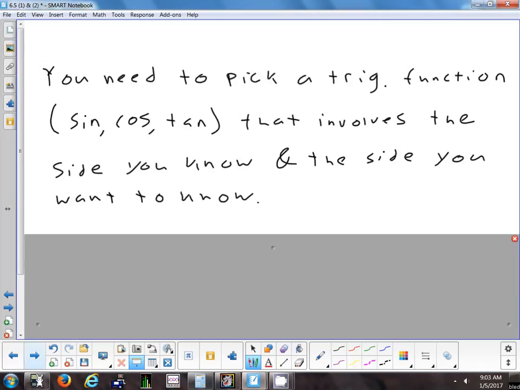So the general idea is that there's a side you want to know, there's a side you already know, and you have to figure out the names of those two sides. By names, I mean opposite, adjacent, and hypotenuse. Once you figure out the name of the side you know and the side you want to know, that should help you figure out whether you need sine, cosine, or tangent. You don't use secant, cosecant, or cotangent, mainly because our calculators don't have buttons for them. So always use one of these three.